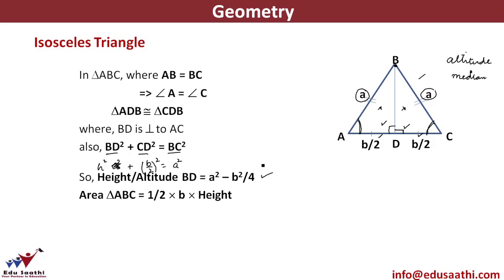Area, again, if I have to find out for an isosceles triangle, it will be half into base into height. The base here is B and the height here is BD, which can always be found out by using the Pythagoras theorem.